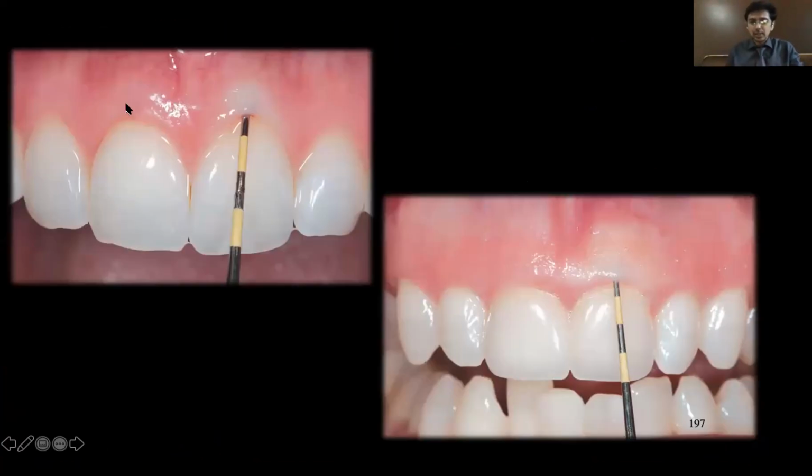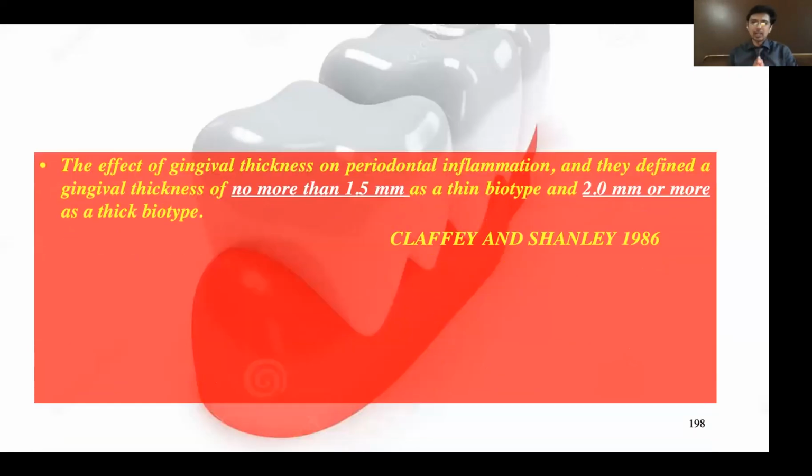In the case of thin biotype, it would be highly scalloped, and once you put your instrument inside, you will be able to make out the shadow of the instrument coming through. On the other hand, a thick biotype, instead of highly scalloped, would be comparatively flatter and thicker. A thickness of up to 1.5 millimeter or less is thin biotype, and more than 2 millimeter is thick biotype. That is one thing you are supposed to remember.